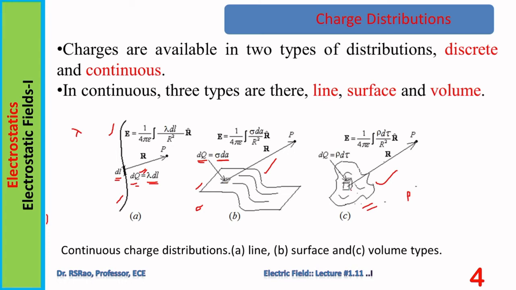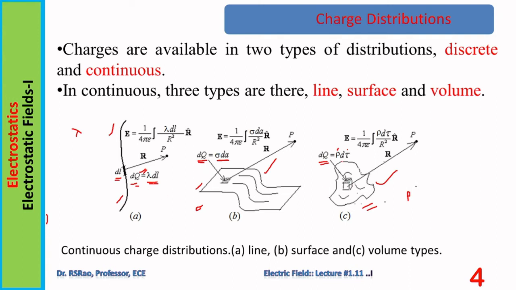Similarly, when we consider differential volume, it is so small in size that the charge within the differential volume can be considered as a point charge. This point charge is usually indicated by dq, differential charge. Differential charge is rho d tau. Rho is charge per unit volume, d tau is volume. Therefore, charge within that volume becomes rho d tau, so small that it is a point charge. So in all the cases, dq.